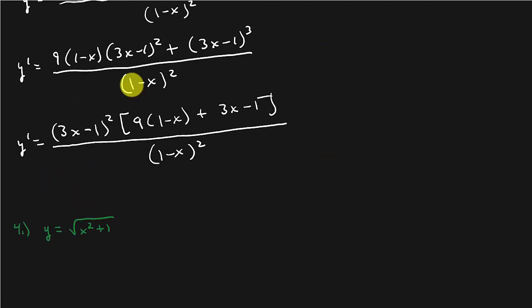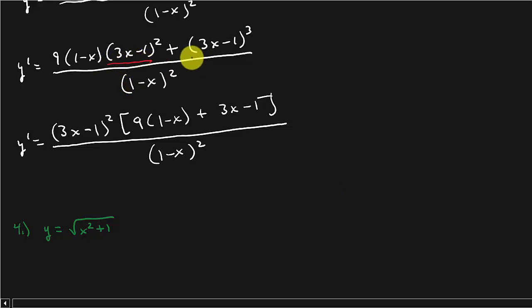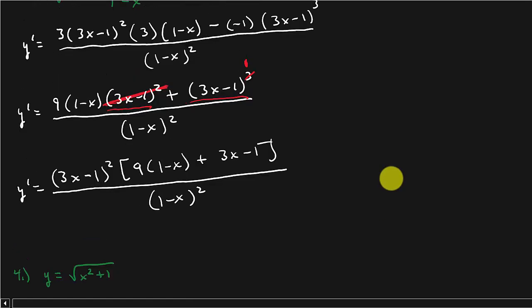Do you see how I have a common factor of (3x minus 1) squared? I factored that out. And so what happens when I factor out a (3x minus 1) squared? Well, in this term, that factor's gone, and so we're left with 9 times (1 minus x). And then when I factor it out of this term, I'm left with it to the first power. And so that's where that 3x minus 1 comes from. Okay, so I just factored out the common factor, the greatest common factor.